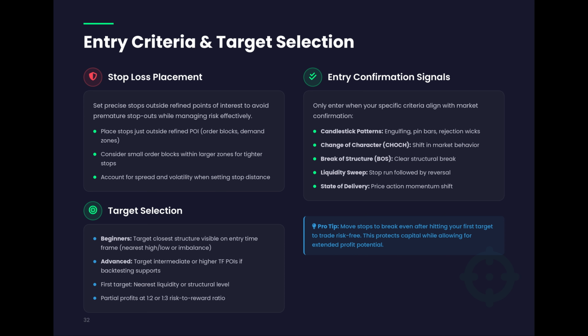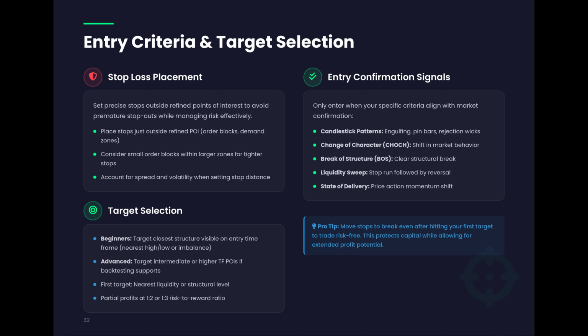Right then, let's discuss entry criteria and target selection, the final pieces of your trading puzzle. And I must say, getting these elements right is what separates consistent profitability from frustrating mediocrity. Let's begin with stop-loss placement. This is your safety net, your risk management cornerstone. Where precisely should your stop-loss go? Well, it should be placed outside your refined point of interest, not at the edge of your zone, but beyond it, giving price room to breathe while still protecting your capital.